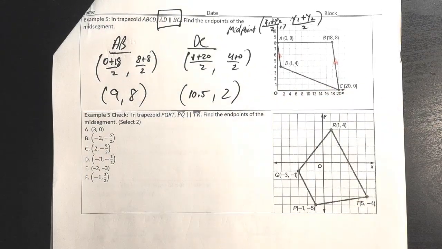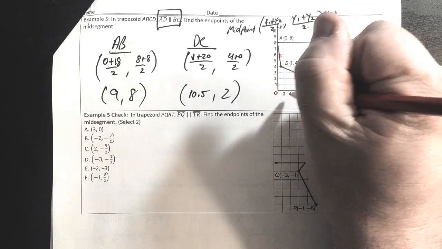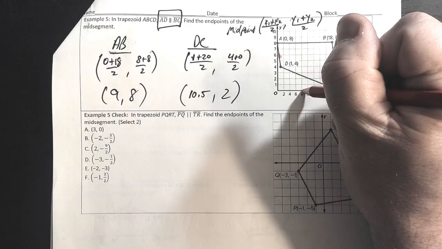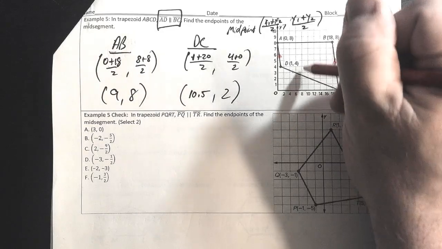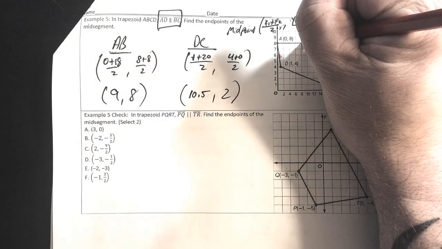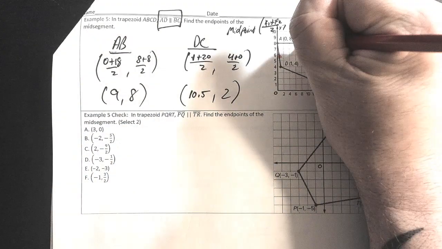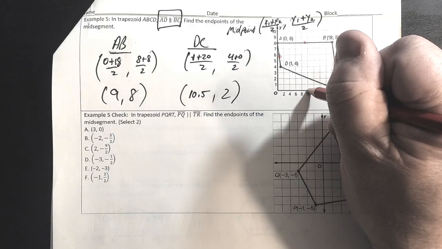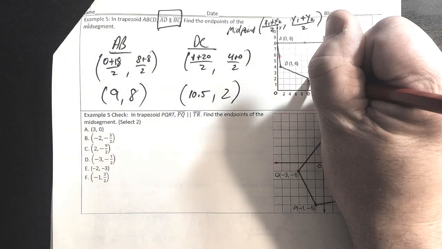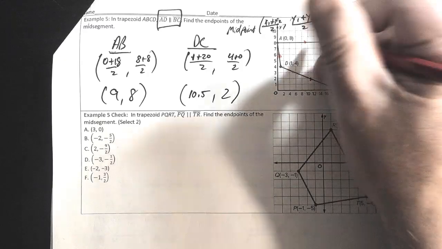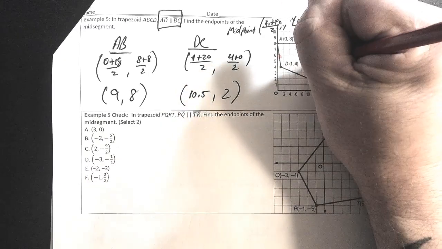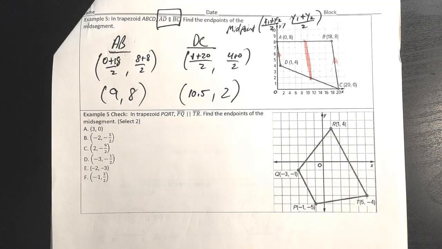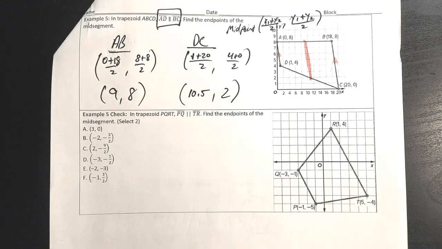So let's plot these. 9 is going to be between 8 and 10, you see. Then we go up to 8. So between 9 and 10 on line 8, that's that one. And the other one is 10 and a half, so not quite in the middle, and then up to 2. You see how this is right here. And then the mid-segment goes straight across. Okay, you're going to do the same thing down here.